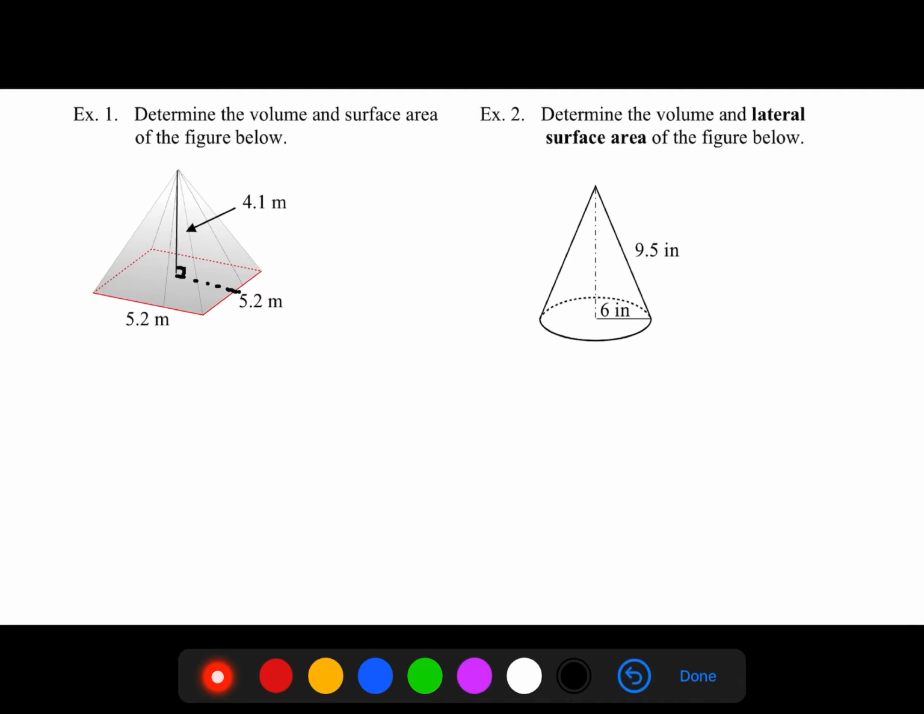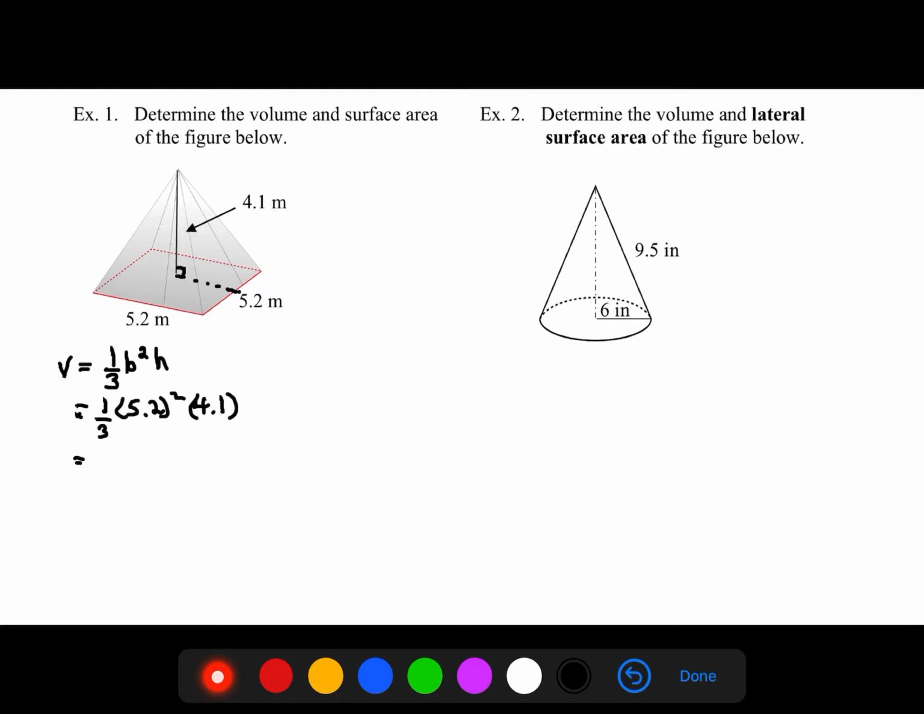So taking a look at some examples. So example number 1, and we're just going to draw our right angle in here. Determine the volume and surface area of the figure below. So we have a square-based pyramid. So first of all, let's find our volume. So our volume, starting with our formula, is going to be 1/3 base squared times height.